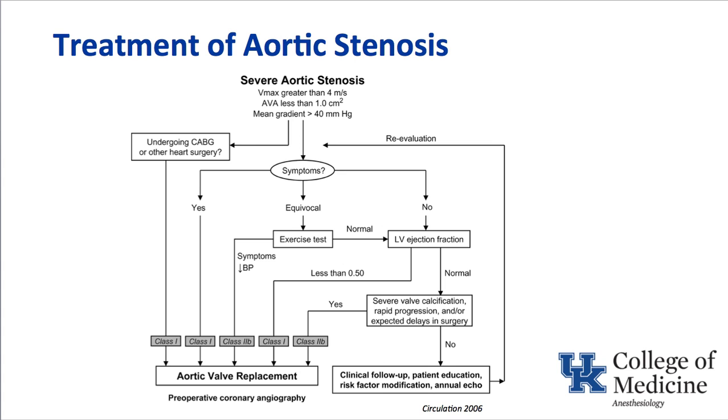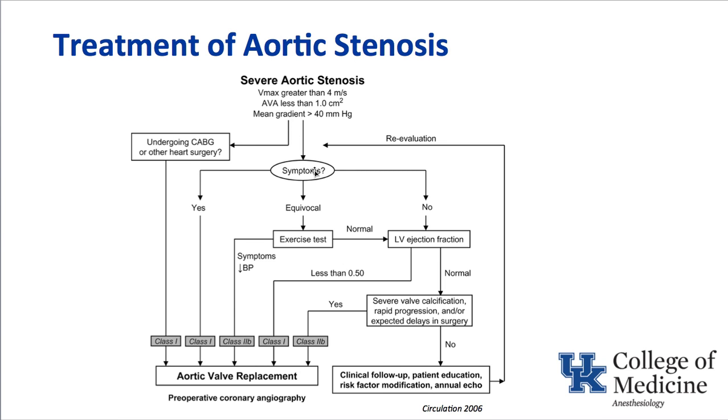Treatment of aortic stenosis: if you have severe aortic stenosis, the classic area being less than 1 centimeter squared, as we mentioned, with the mean gradient greater than 40 millimeters of mercury. If they're already undergoing coronary artery bypass graft surgery, that's a class 1 indication. You better just replace the aortic valve at the same time. If the patient has symptoms, you're going to go right to aortic valve replacement with those measurements of 1 centimeter squared or less, a mean gradient 40 or more.